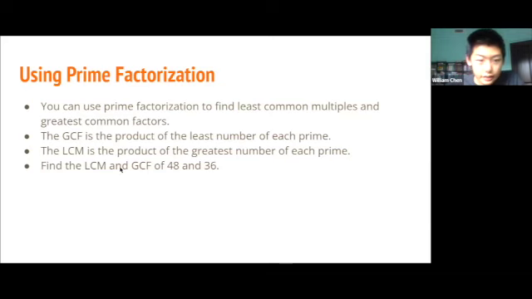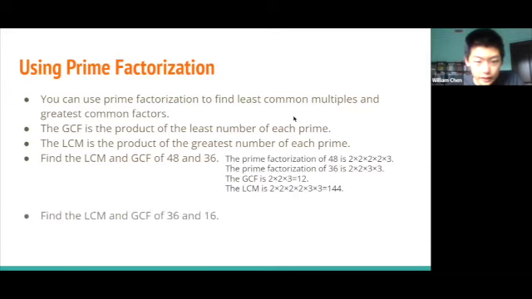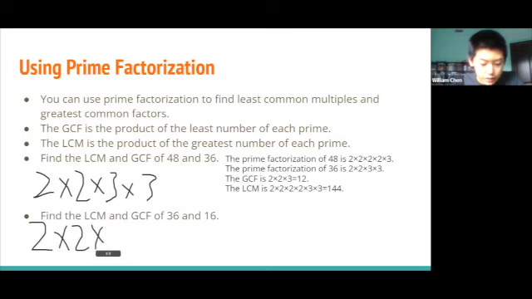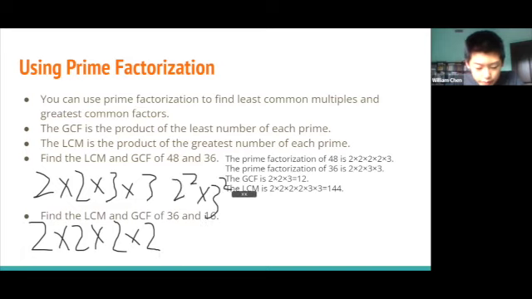Now let's try to find the least common multiple and the greatest common factor of 36 and 16. We already know that the prime factorization of 36 is 2 times 2 times 3 times 3, and the prime factorization of 16 is 2 times 2 times 2 times 2. This equals 2 squared times 3 squared, and this equals 2 to the 4th power.